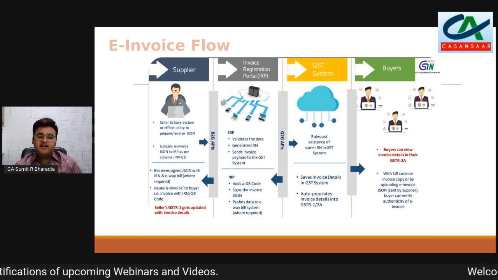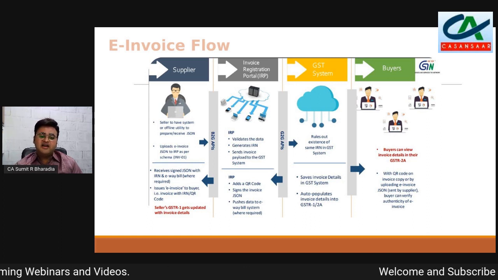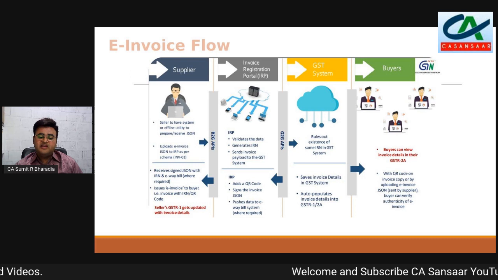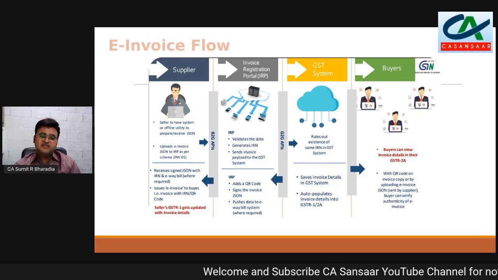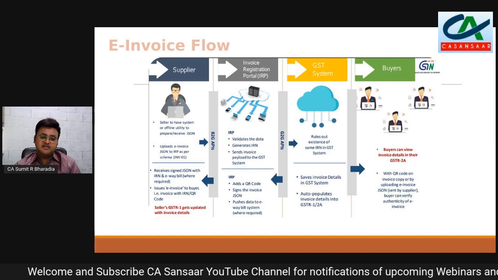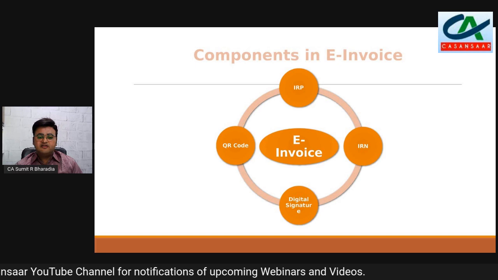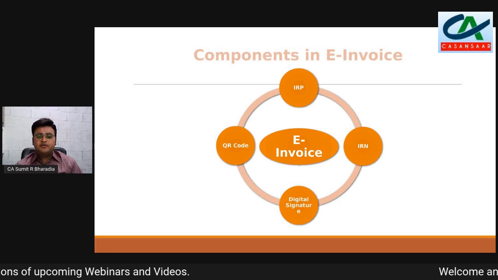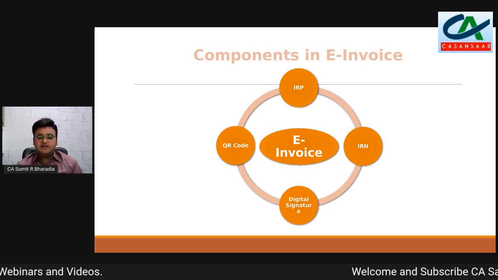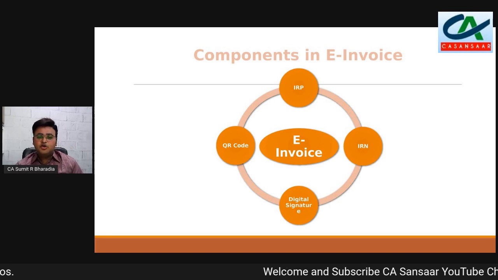The receiver gets in return a JSON file with IRN and QR code. Even e-waybill details, if we have put in Part A and Part B details, even that is generated along with this. Now come to the components of e-invoice. There are four major components to e-invoicing: IRP, that is invoice registration portal, IRN, invoice reference number, digital signature, and QR code.